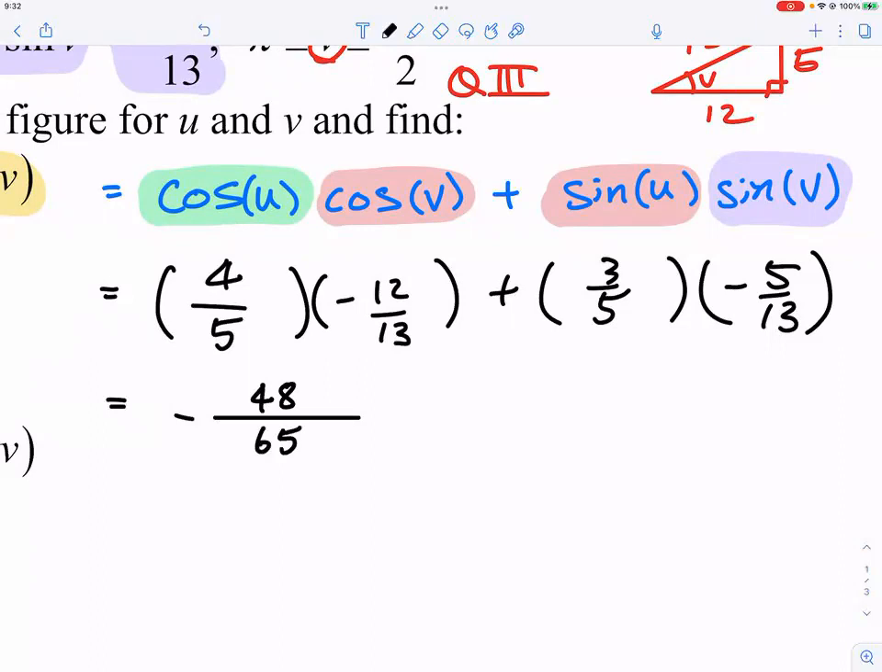Okay, so first one will be 48/65. And then you have a minus 15/65. That gives you a total of 63 over, I'm sorry, 65, sorry. 63/65. Okay.